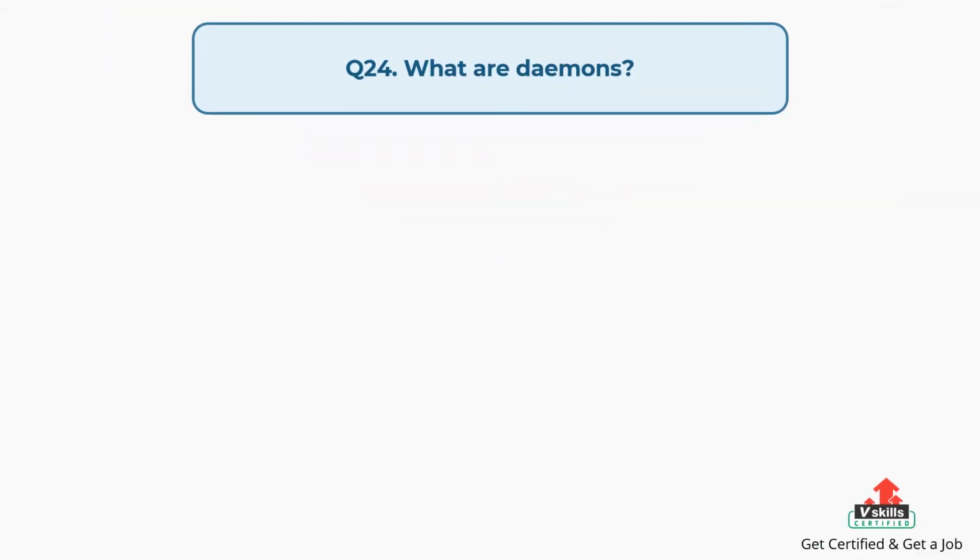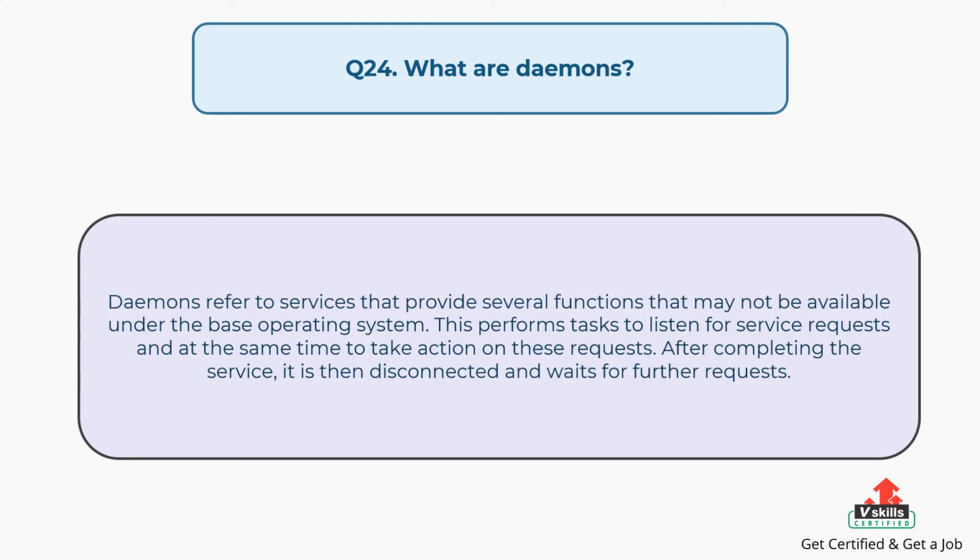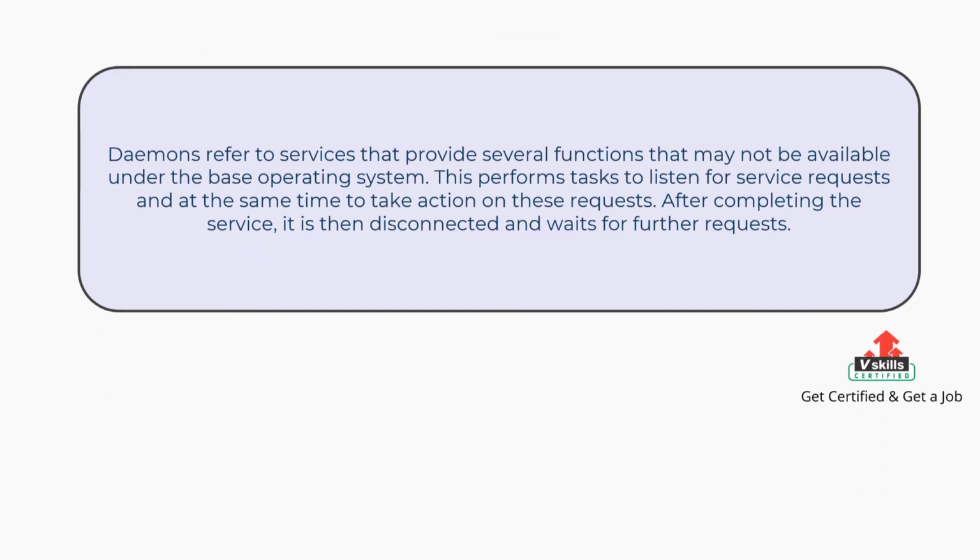Question number 24. What are daemons? The answer is daemons refer to services that provide several functions that may not be available under the base operating system. This performs tasks to listen for service requests and at the same time to take action on these requests. After completing the service, it is then disconnected and waits for further requests.